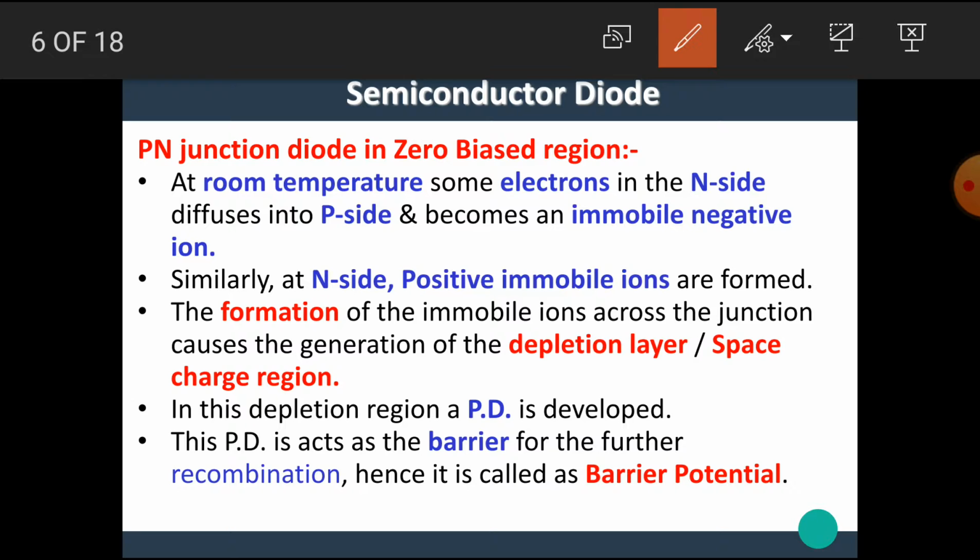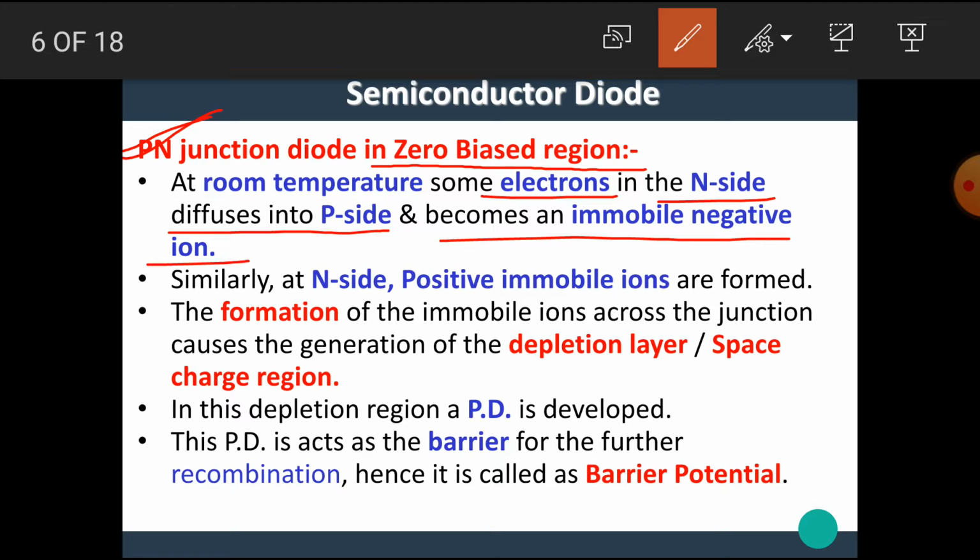First of all, let's see the p-n junction diode in zero bias region or zero bias mode. This point was already studied in the previous video. Let's see once again. At room temperature, some electrons in the n side diffuse into the p side and become an immobile negative ion. Similarly, at the n side, positive immobile ions are formed. The formation of the immobile ions across the junction causes the generation of the depletion layer, which is also called the space charge region.